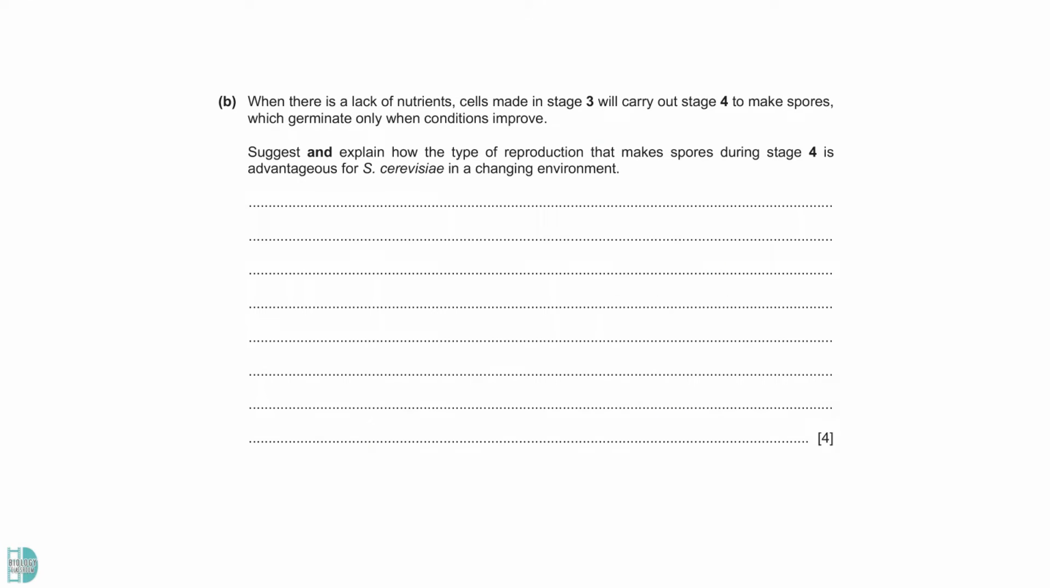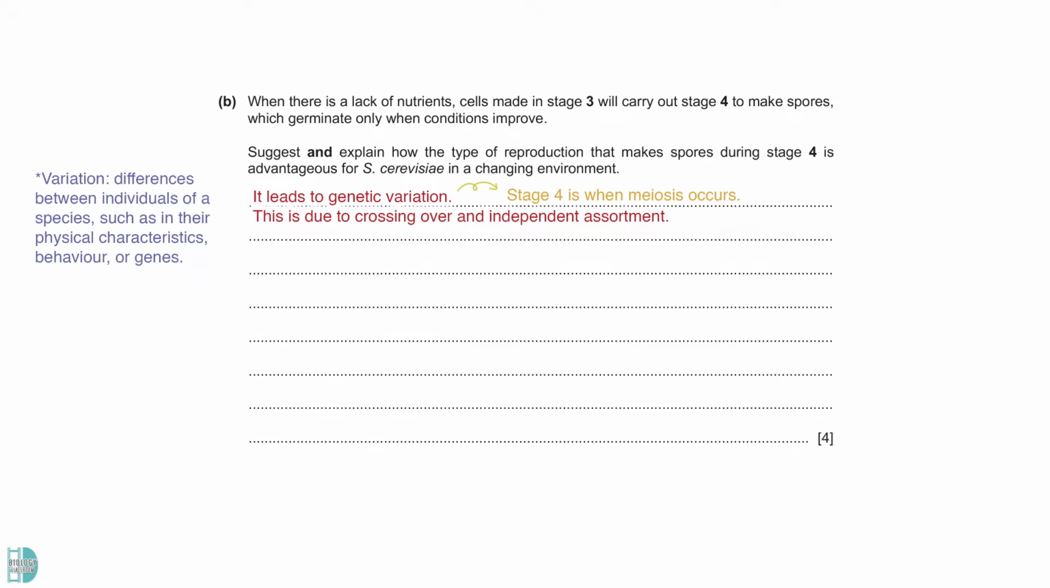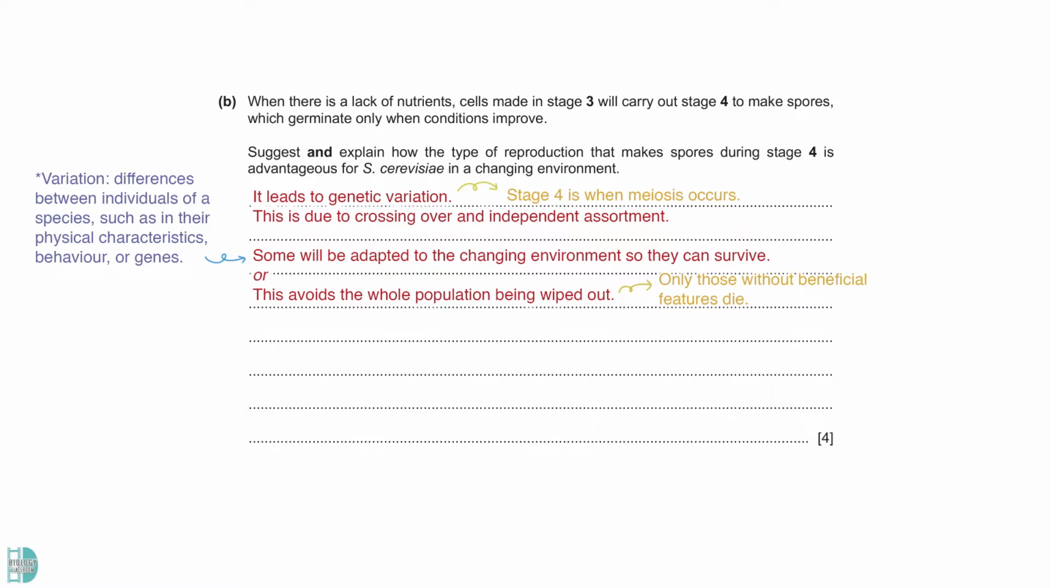B. Suggest and explain how the type of reproduction that makes spores during stage 4 is advantageous for S. cerevisiae in a changing environment. 4 is when meiosis occurs. This leads to genetic variation. 2 events in meiosis lead to variation, crossing over and independent assortment. Variation refers to the differences between individuals of a species, such as in their physical characteristics, behavior, or genes. It causes some individuals to adapt better to a changing environment, allowing them to survive. Only those without beneficial features die. This prevents the whole population from being wiped out.